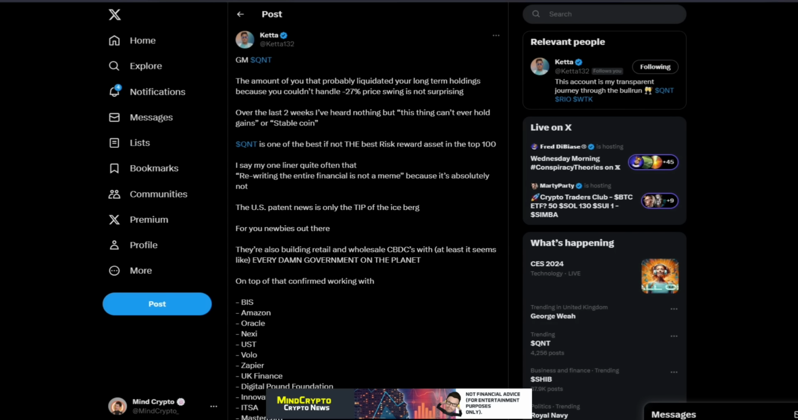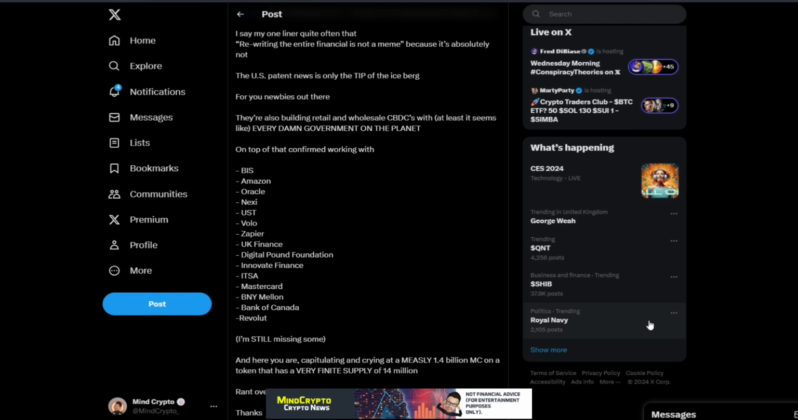On top of that, confirmed with the Bank of International Settlements, Amazon, Oracle, Nexi, UST, Volo, Zapier, UK Finance, Digital Pound Foundation, Innovate Finance, ITSA, MasterCard, BNY Mellon, Bank of Canada, Revolut. So many that I'm convinced to hold this for as long as I need to, because I've positioned myself to sell all my other bags so that I can hold Quant. That's my plan. You might think I'm mad, but that's my plan. I may offload some, but I'll be keeping the majority.